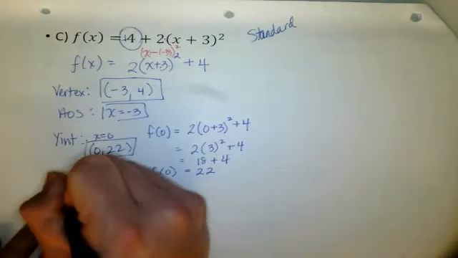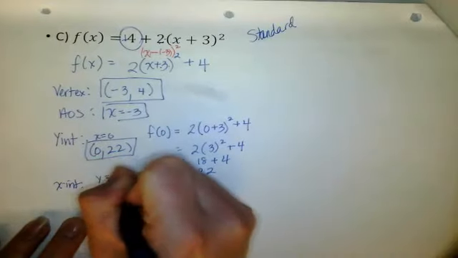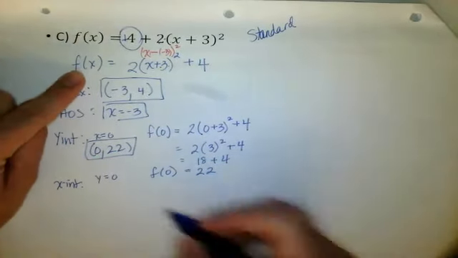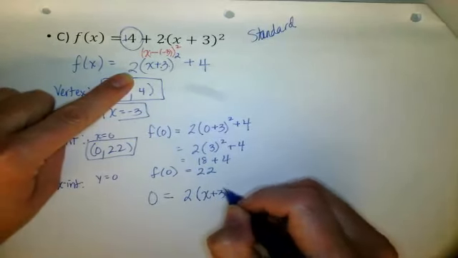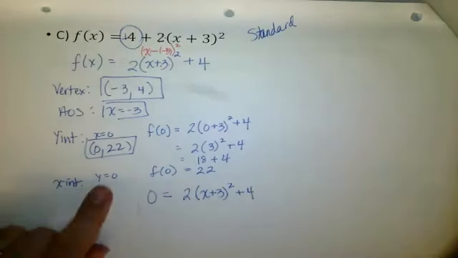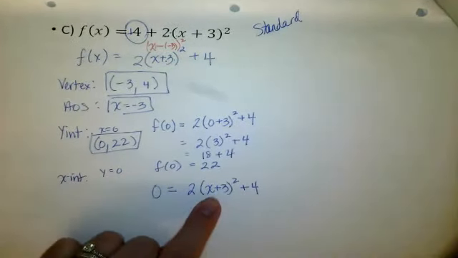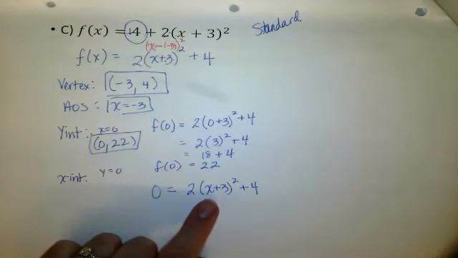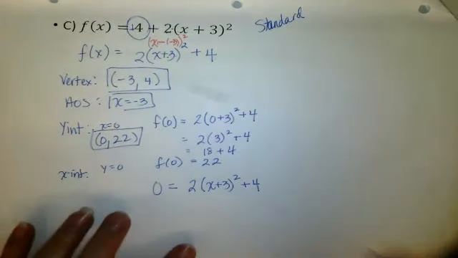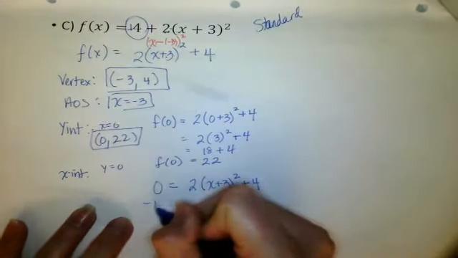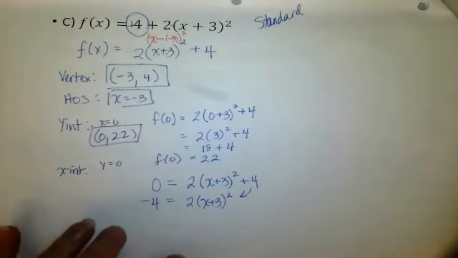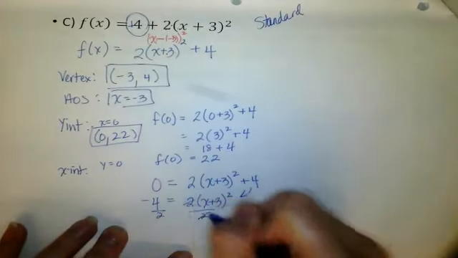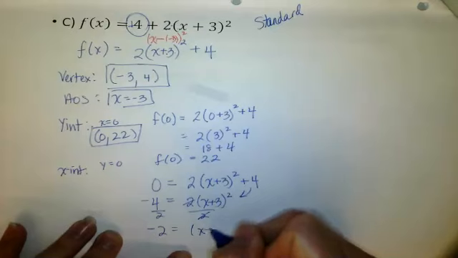How do you find the x-intercept? Yeah, you set the y equal to 0, or our function itself equal to 0. So that's going to be 2 quantity x plus 3 squared plus 4. So we set the y value equal to 0. That allows us to solve for x. So for all the money in the world that I don't have, how do you solve for x? Subtract 4. Okay, good. So we're going to subtract 4. And then divide by 2. All right, so that's negative 2 equals x plus 3 quantity squared.